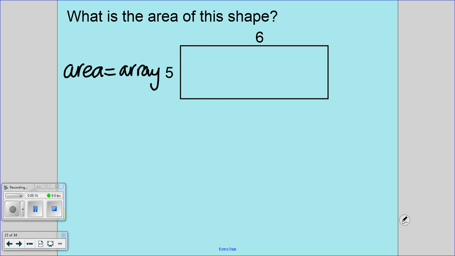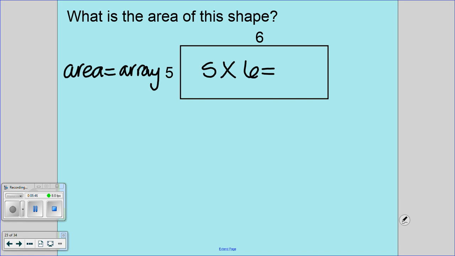Rows go across. No, 6 is going up and down. Yeah, that's columns. So 5 rows. And how many columns do I have? 6. This is my area equation. I'm writing it on the inside to remind me, oh yeah, that's area. 5 times 6 is, we should all know this one pretty quickly, Dylan.